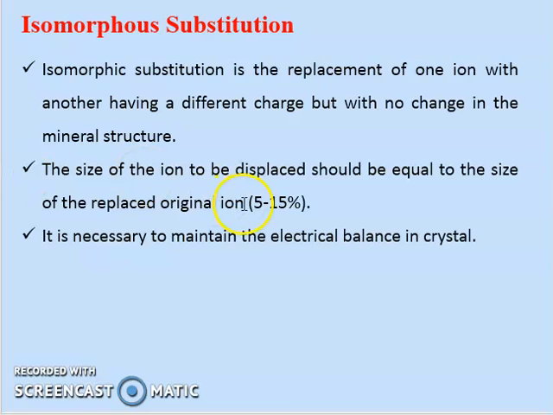In case aluminum replaces silicon in a clay mineral, the net negative charge will be increased by 1, and the mineral should absorb a cation to make equilibrium. The cation, like sodium or potassium and so on, sits on the surface of the mineral.